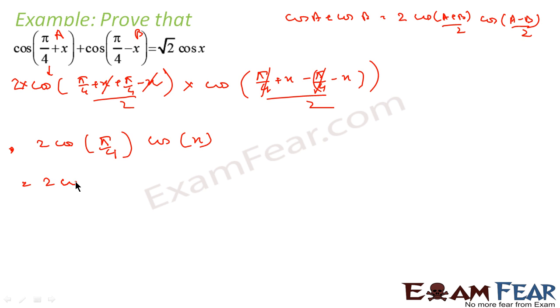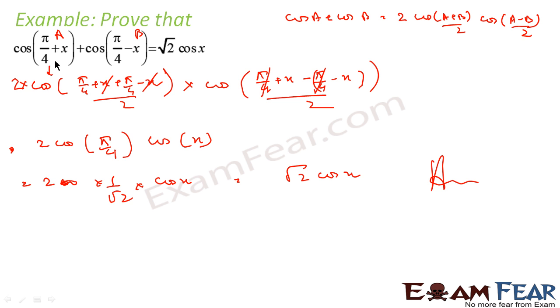So this becomes 2 of cos pi by 4 into cos x. We know cos pi by 4 is equal to 1 by root 2, so this becomes root 2 cos of x, and that's our RHS. So we have proved it. What we have done is we have just used the cos a plus cos b formula, which is 2 cos of a plus b by 2 and cos of a minus b by 2. We have used this, expanded this, and we have got the answer.